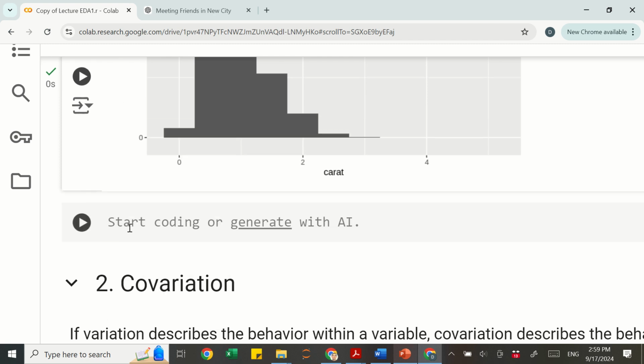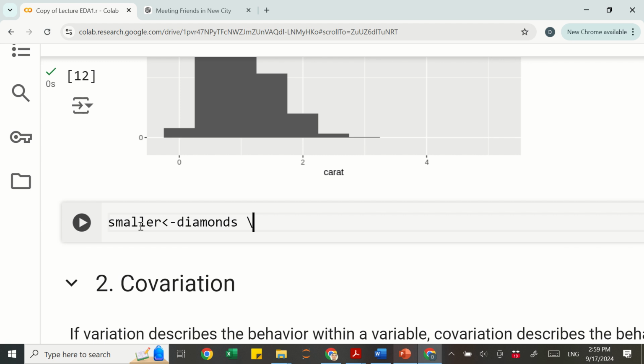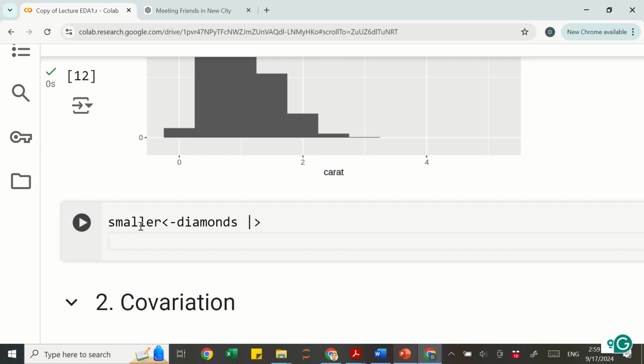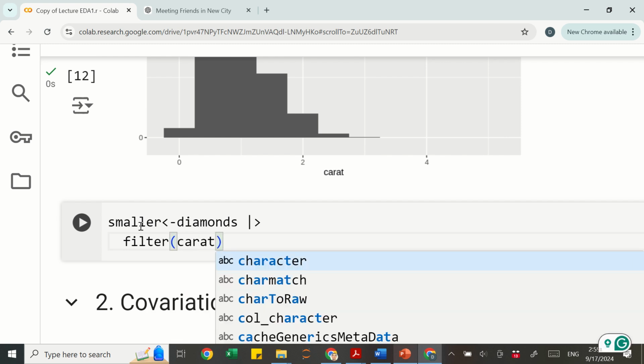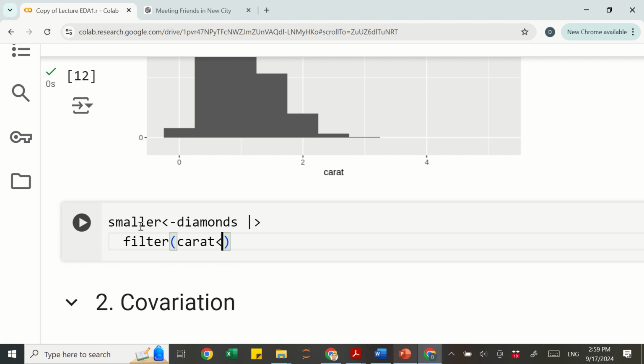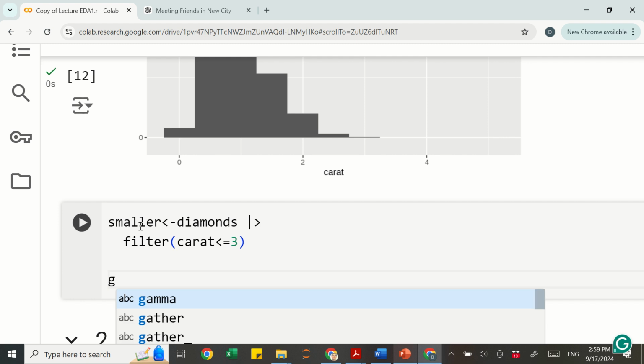So let's do that. I'm going to create a new data frame. Here is a table. So smaller. So we take diamonds, we use a pipe, and then we filter the carat variable less equal 3. So now we have the new table with those diamonds that have carat values lower or equal 3. So let's visualize that plot.